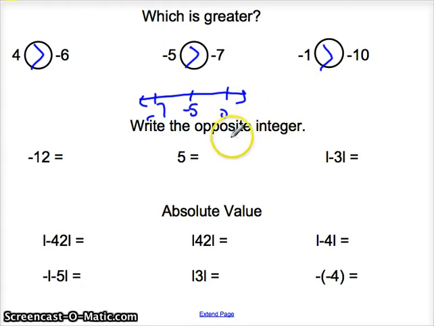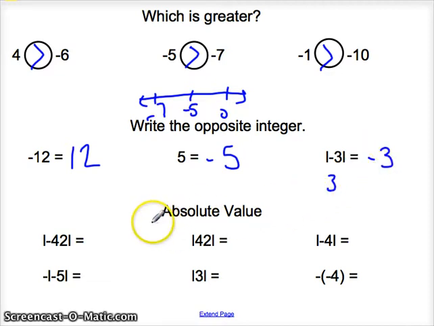Now, we are supposed to write the opposite integer. So the opposite of negative 12 is just 12. We are jumping across 0 when it's asking for the opposite integer, from one side to the other side. So the opposite integer of 5 is going to be negative 5. We jumped across 0 and landed on negative 5. And we have to be careful here because the absolute value of negative 3 is positive 3, but the opposite of 3 is negative 3.